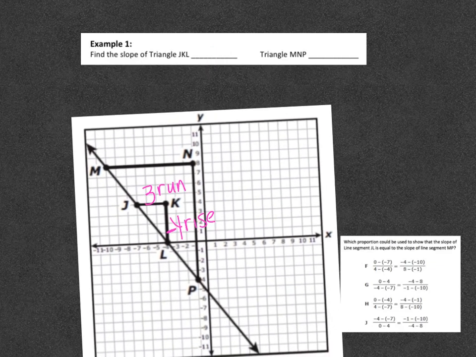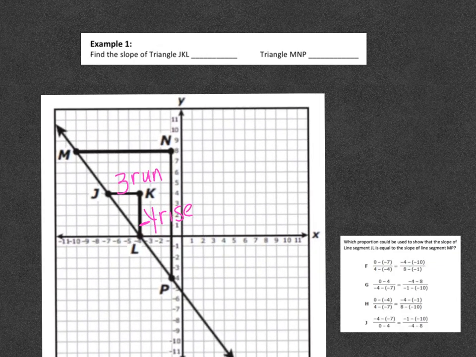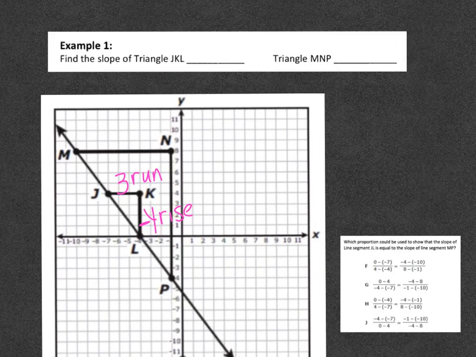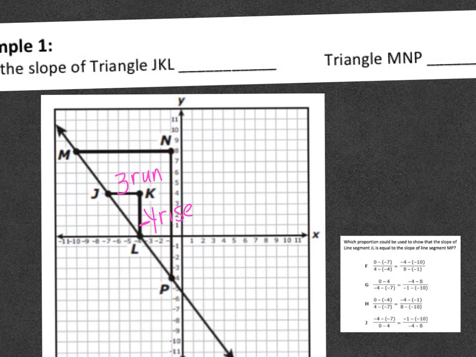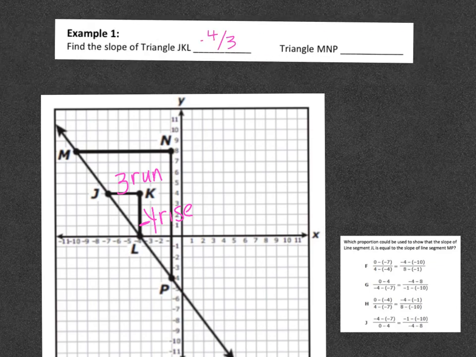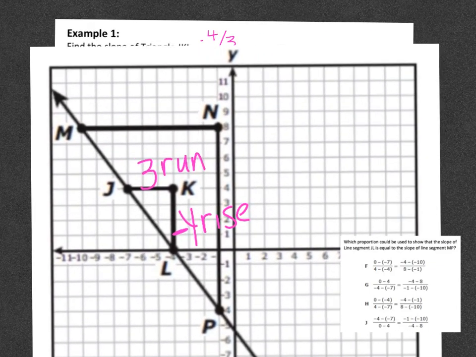If I put those together on that little line that it had for JKL, my slope for this one is -4/3. And I'm not going to simplify that because I don't want a mixed number. I'm keeping it as a fraction. -4/3. Okay?